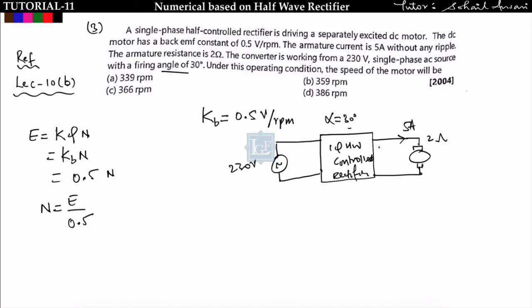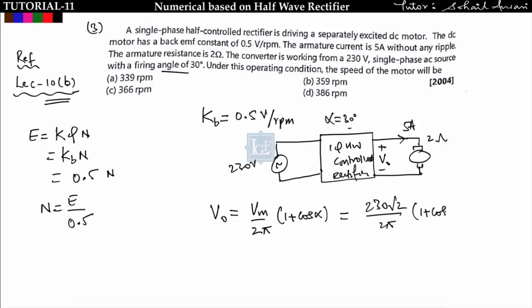Now to find the back EMF, we have to see the terminal voltage of the separately excited DC motor, that is V0. So for RLE type of load, V0 will come out to be Vm upon 2 pi into (1 plus cos alpha). See my lecture number 10B, you will understand this, that the output voltage comes out to be Vm upon 2 pi into (1 plus cos alpha). Put alpha equal to 30, you will get 230 root 2 upon 2 pi into (1 plus cos 30), that is equal to 96.6 volt. Now we found the output voltage V0.